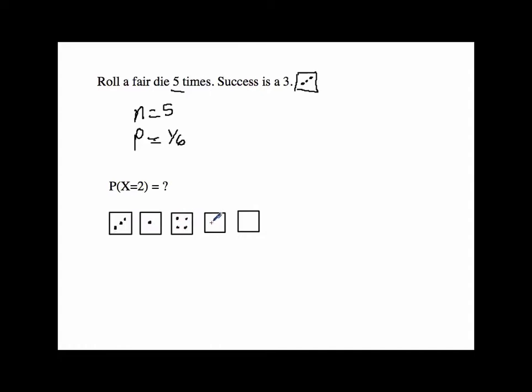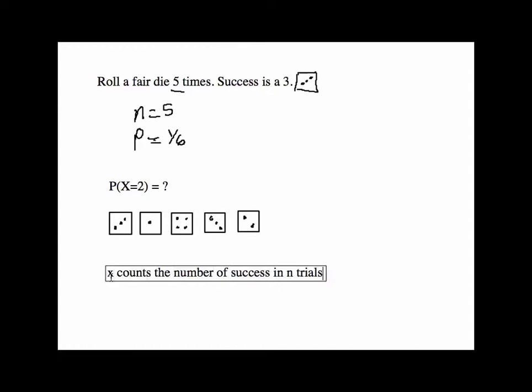Say this is the way my dice landed, okay? That would count as a success. That would count as meeting my requirement for x being equal to 2. Why is that? Well, because what the binomial random variable is doing here, and this is critical that you understand this part, is it's counting the number of successes in n trials. Okay? So what does x do? X counts the number of successes in n trials. Okay?